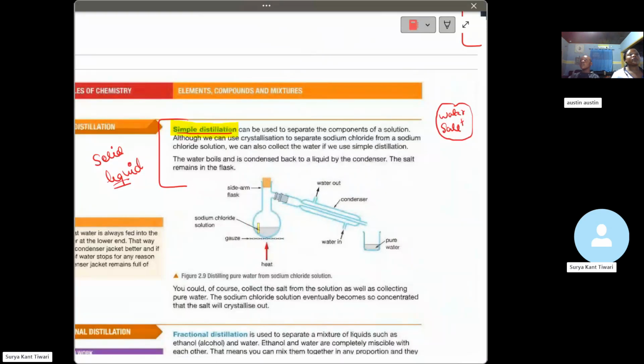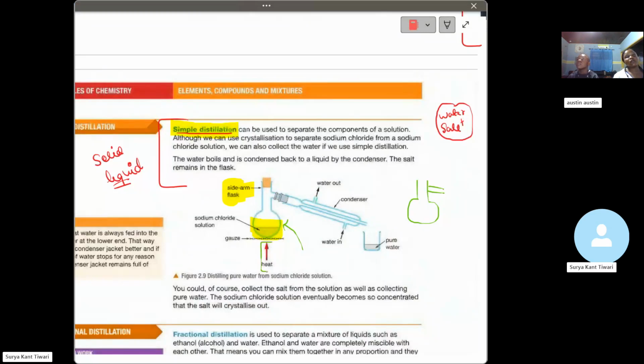I will put the solution inside a side arm flask. This is called a side arm flask because it has a side arm attached to it. Otherwise, if it is only like this, it is a round bottom flask. But if it has an opening here, it will be called a side arm flask.